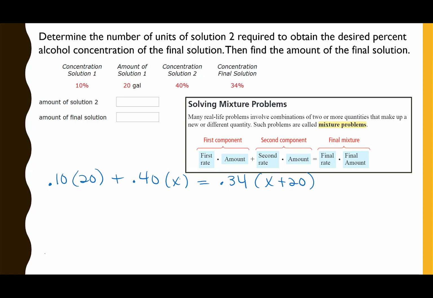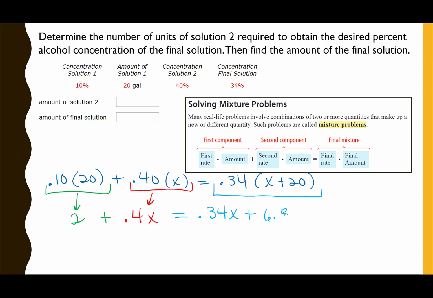0.10 times 20 is 2 plus 0.4x equals, this part I need to do the distributive property. This is 0.34x plus 6.8. Now we're just going to solve this equation. I'm going to subtract 0.34x.